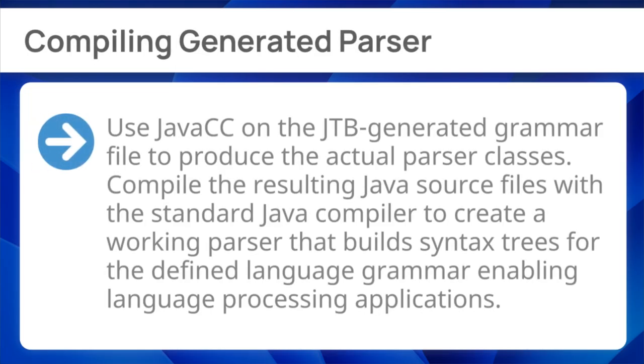Finally, compiling the generated parser. Use JavaCC on the JTB-generated grammar file to produce the actual parser classes. Compile the resulting Java source files with the standard Java compiler to create a working parser that builds syntax trees for the defined language grammar, enabling language processing applications.